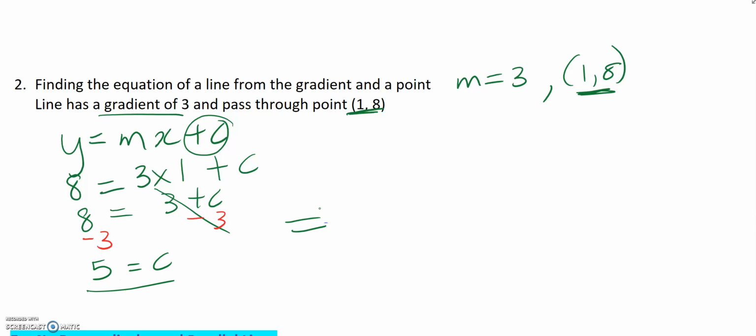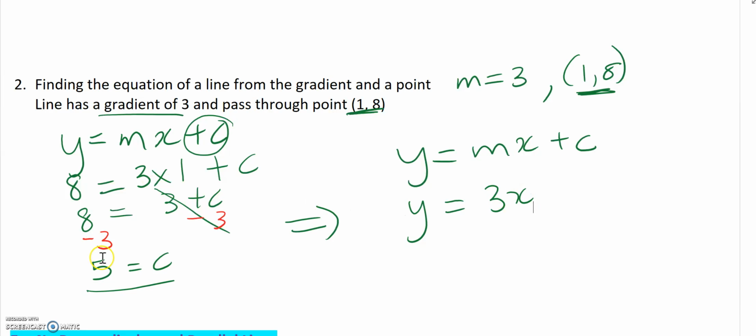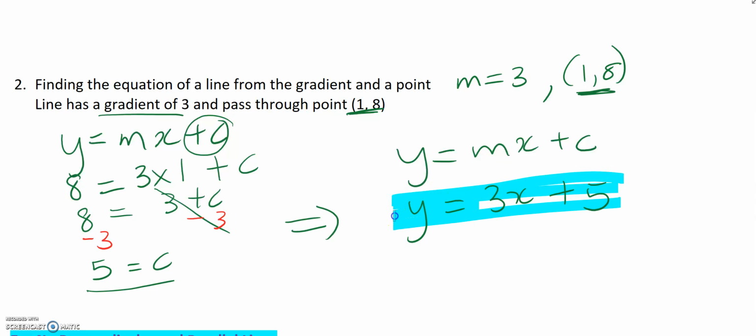So now if we put that in the equation y equals mx plus c, we know the gradient was 3, so we have y equals 3x, and we worked out our c to be 5, so plus 5. That gives us the equation of the line.